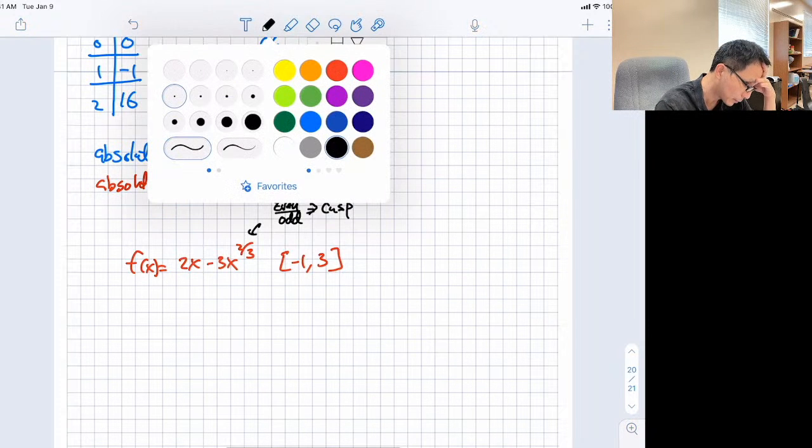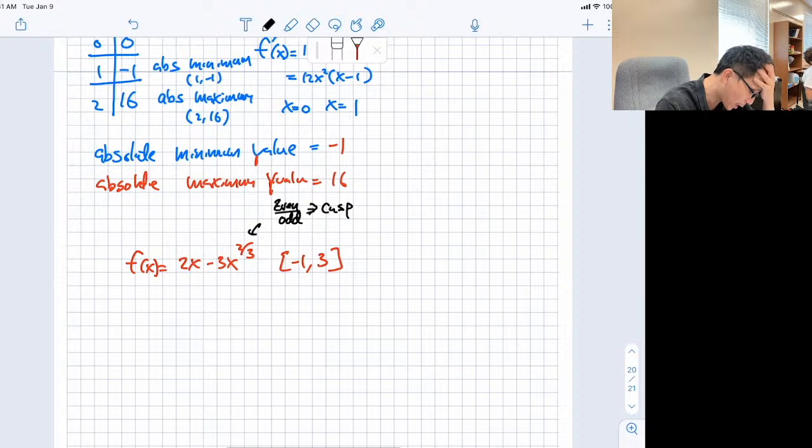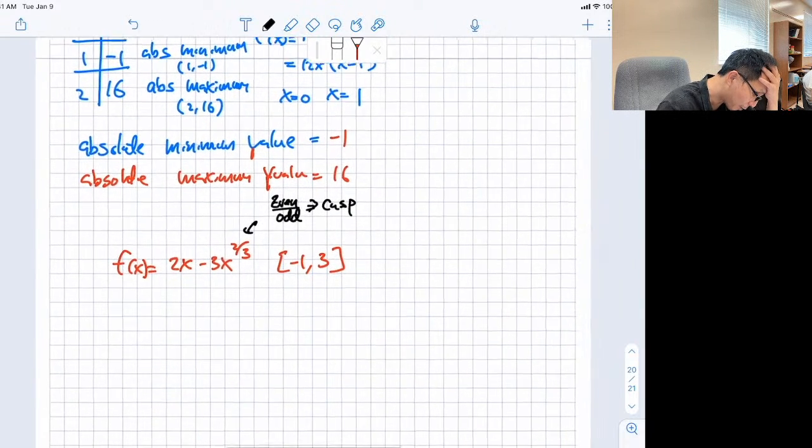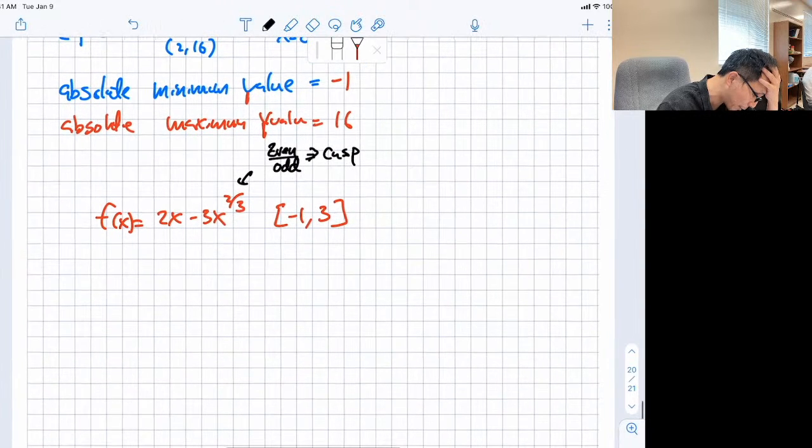Oh, what's it called? Is it the number? It's even power over odd power. Anything even to odd power is going to have a cusp, or at least x to the even over odd power. Not odd over odd power, only even over odd power.